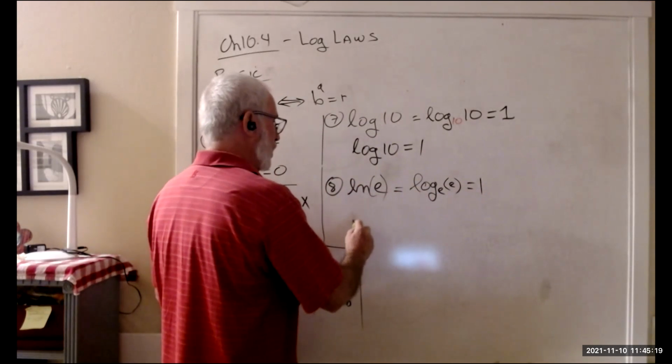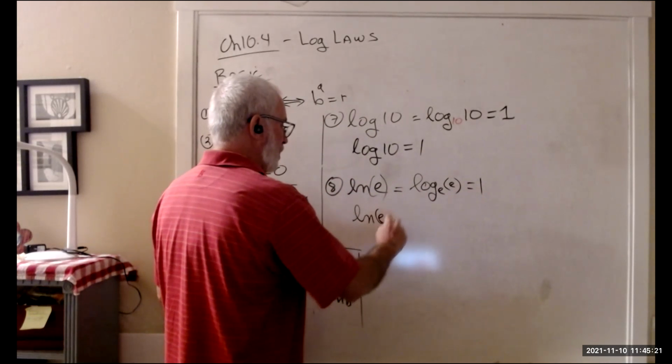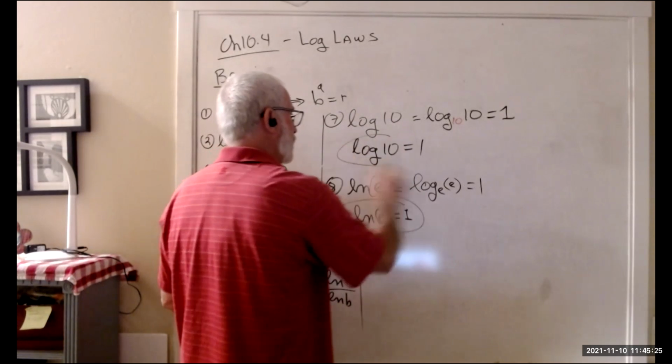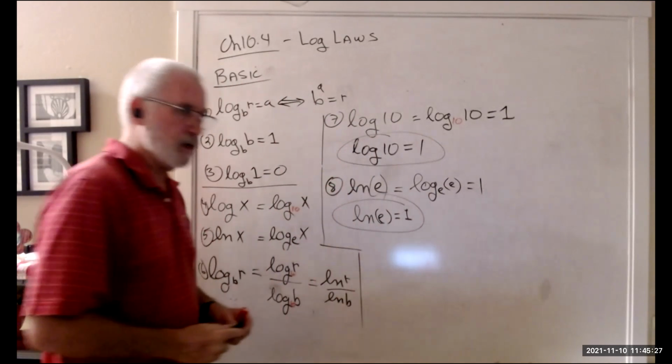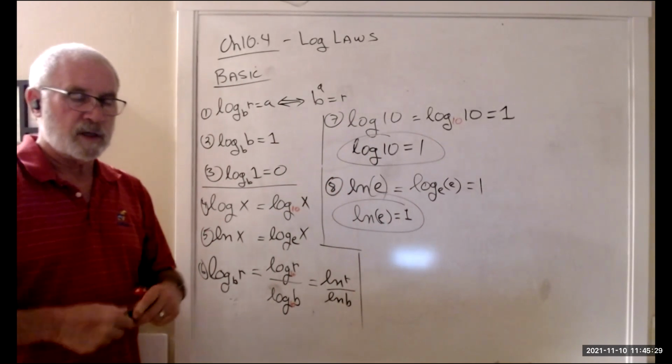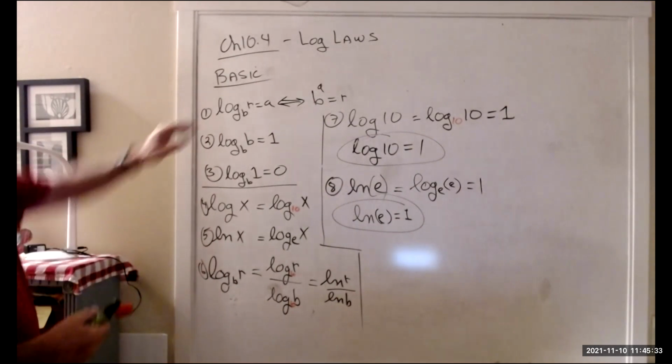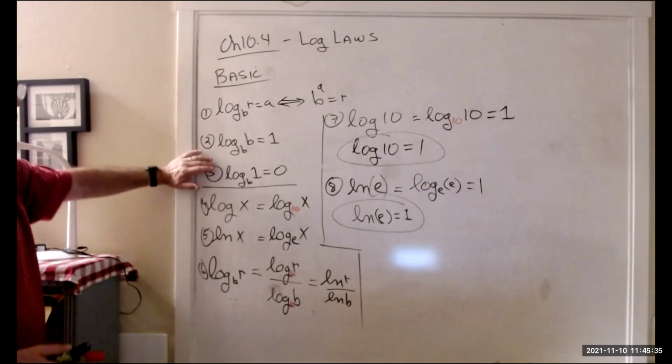So what we want to know is the ln of e is always worth 1. Now, if you can get your calculator to do that and check it, it'll be true. And those are some basic, and I mean basic, log laws. We're going to go to intermediate ones in a second.